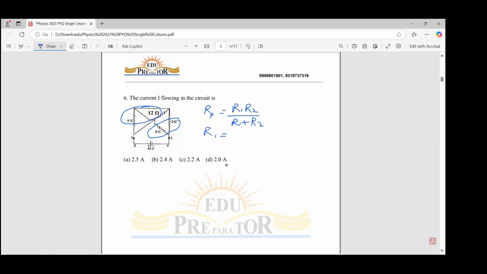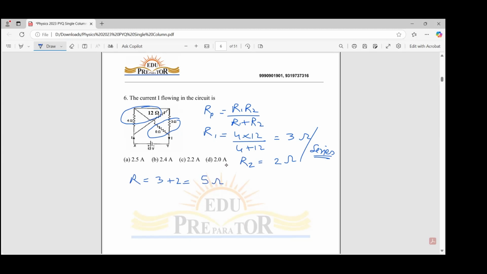So resistance in the first case will be equal to 4 into 12 divided by 4 plus 12, that is equal to 3 ohm. And similarly, you find resistance of the second case equal to 2 ohm. Now these two resistances are connected in series. So as they are connected in series, the net resistance will be equal to 3 plus 2. That makes 5 ohm, right?